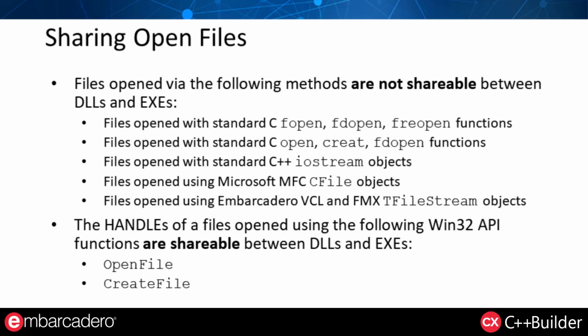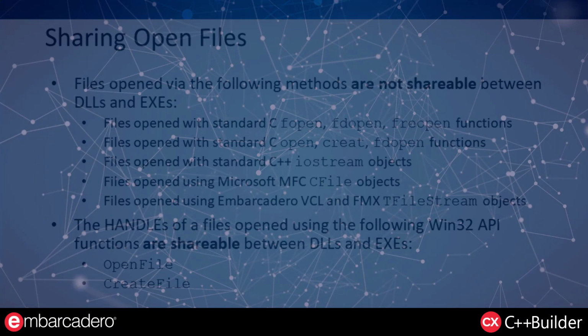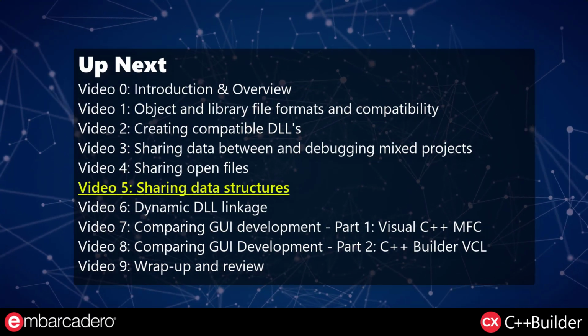To review, files opened in the DLL cannot be accessed or closed in the application, and the reverse. If the file is open in the application, it cannot be accessed or closed in the DLL. This is true for all the standard C file opening and access functions like fopen and open, and also true of any C++ methods like IOStream objects, the Microsoft MFC CFile object, or the Embarcadero TFileStream object. The one exception, however, is files opened using the Win32 API functions OpenFile and CreateFile are shareable between DLLs and EXEs.